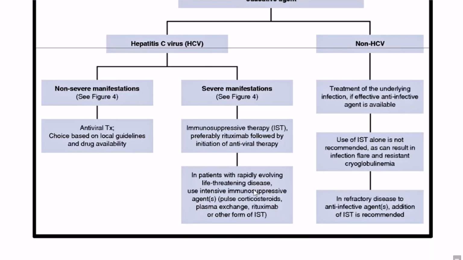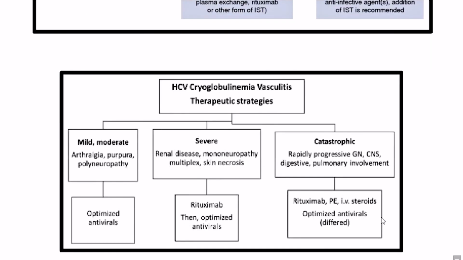In patients with rapidly evolving life-threatening disease, use intensive immunosuppressive agents: pulse corticosteroid, plasma exchange, rituximab, or other forms of immunosuppressive therapy. And for non-HCV, treat the underlying infection; if an effective anti-infective agent is available, use of IST alone is not recommended, as it can result in infection flare and resistant cryoglobulinaemia. It means that in infections other than HCV, treat the infection first, followed by immunosuppressive treatments. In refractory disease despite anti-infective agents, addition of IST is recommended.